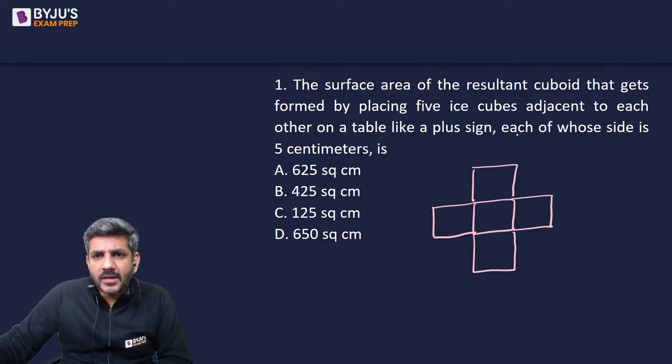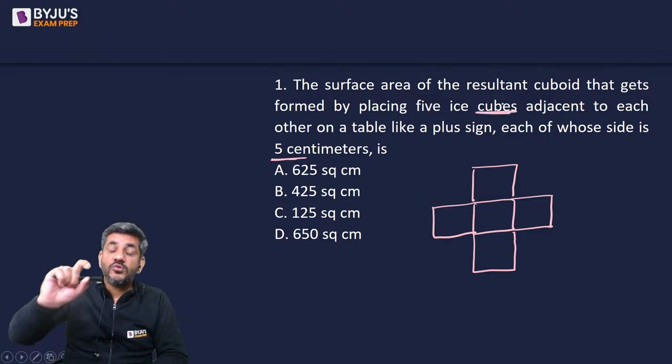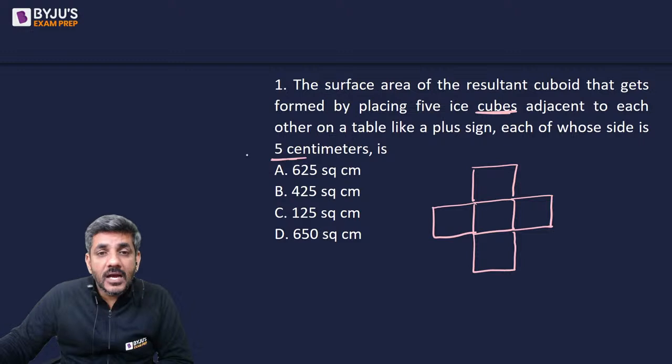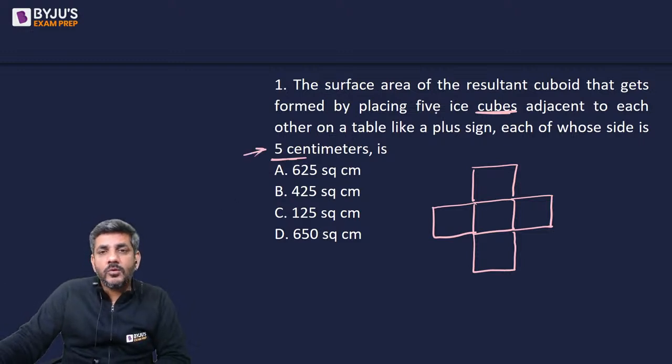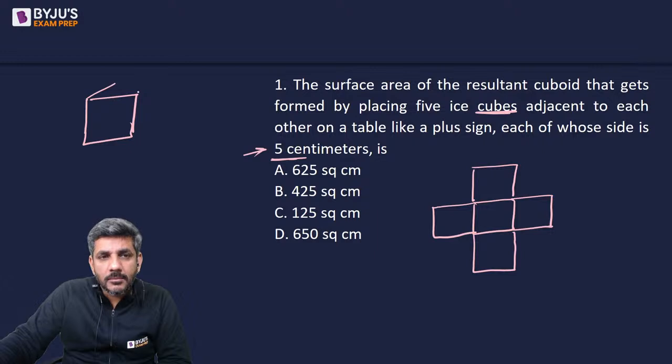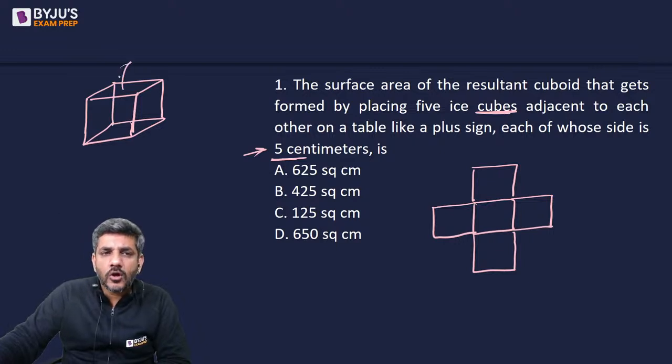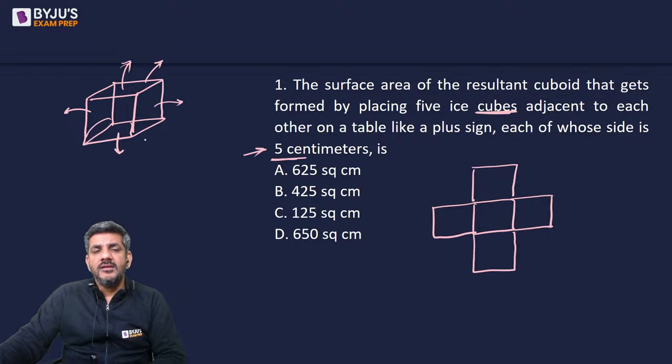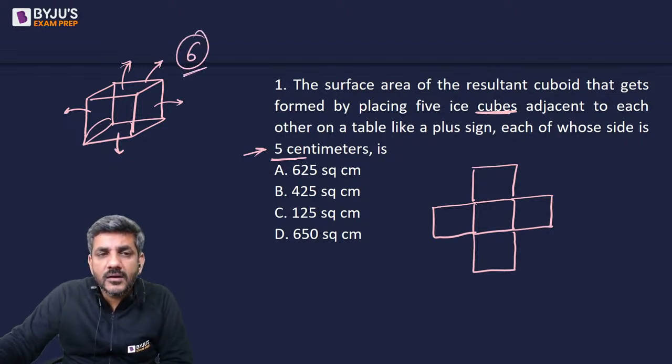So the question says each of the sides is 5 centimeters, right? Ice cubes are called that because they are in the form of a cube, and each side is 5 centimeters. So the question is, what is the surface area of this resultant cuboid? Let's talk about one single cube. In one cube, you would see how many surfaces there are. This is the top surface, the bottom surface, right surface, left surface, front surface, and back surface, right? So there are 6 surfaces in one cube.